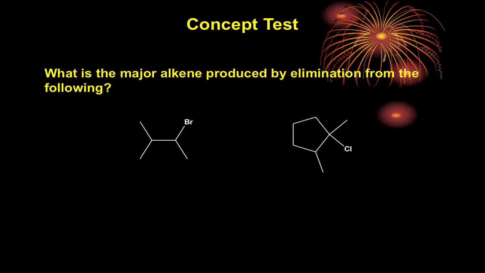Follow that process and you'll be good. Don't follow that process, you won't be so good. Okay? Identify alpha, identify the betas, and follow Zaitsev's rule. Okay? At least for now.